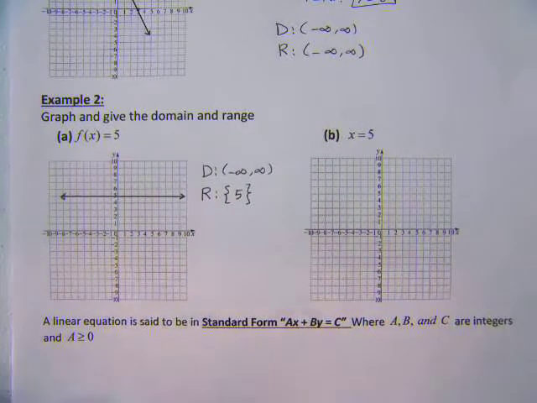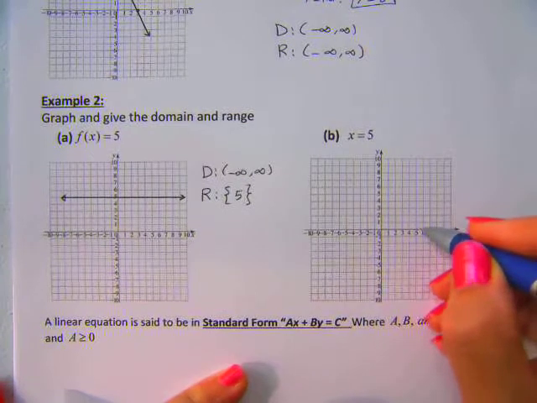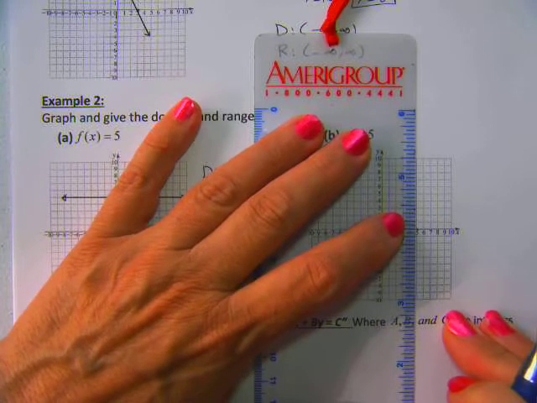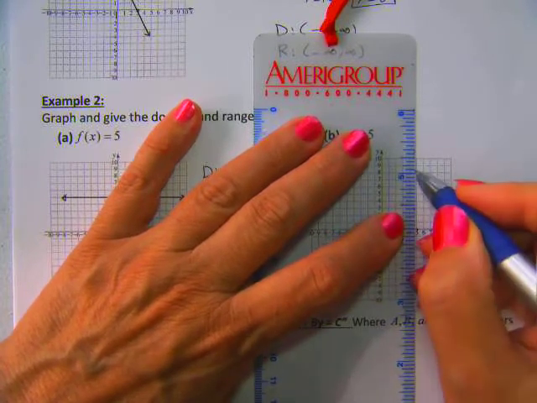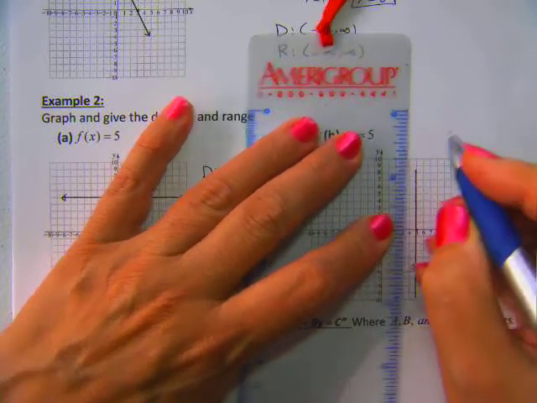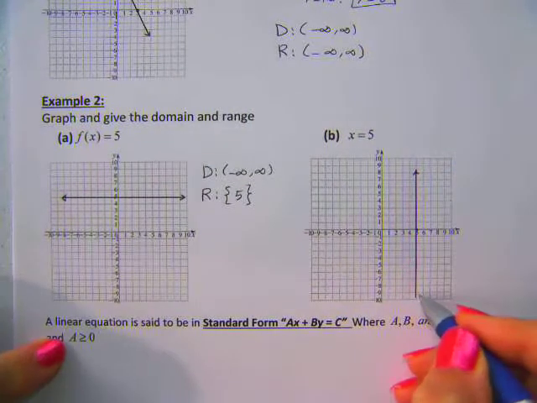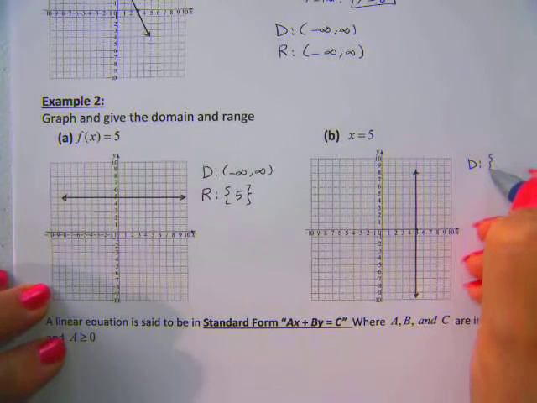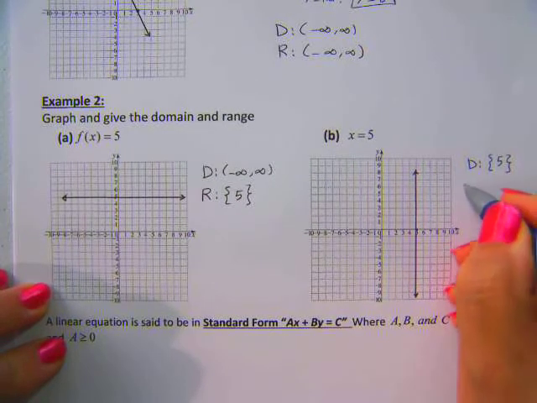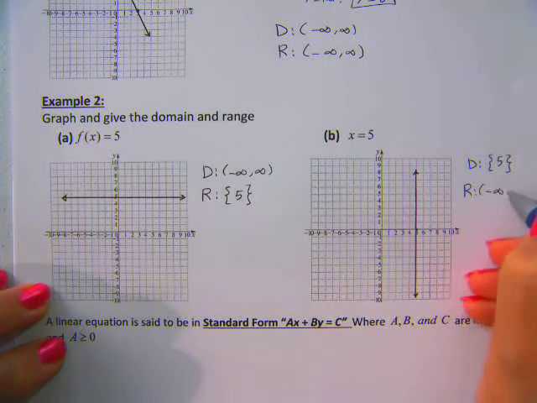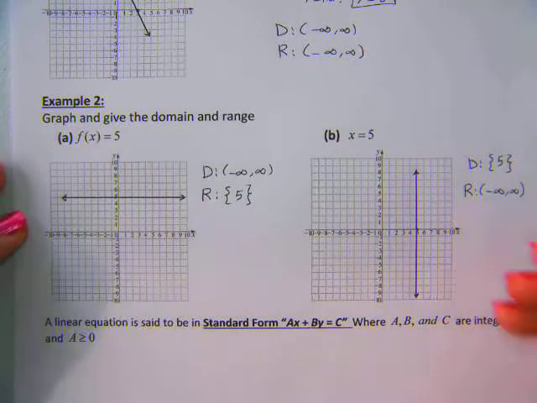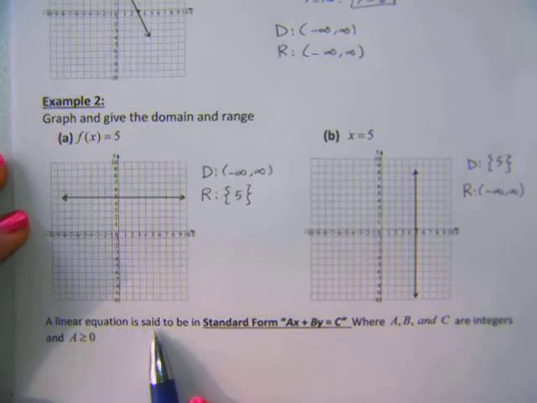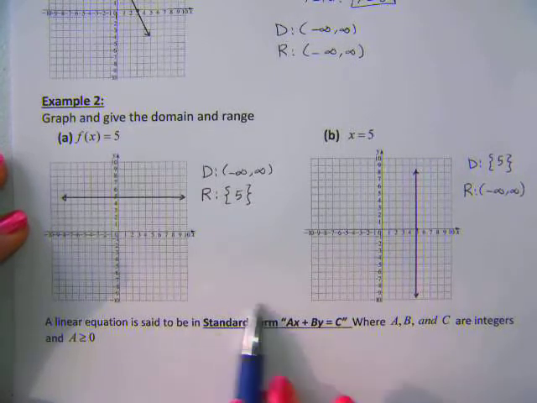Let's look at this. X equal to 5. You go for x equal to 5, and that's going to be a vertical line. And for the vertical line, what's the domain? Well, the domain is only one value, which is the 5, and the range is all real numbers.